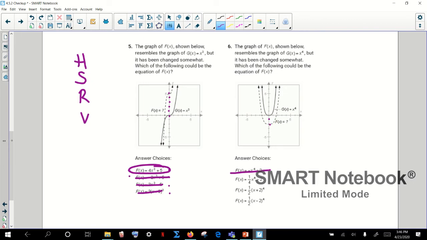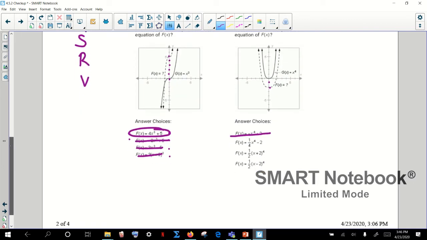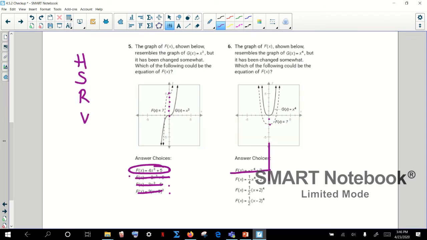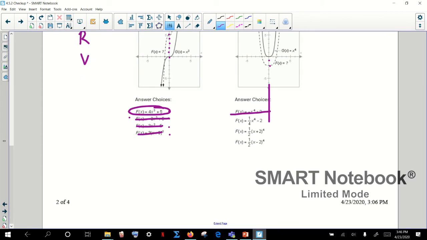Okay, so let's look to see which one has a stretch or a compression as well as a vertical shift. Sorry, this one looks good. These 2, what are those 2? Those are horizontal shifts, so we know those can't be the answers. So this second answer choice has to be the one.